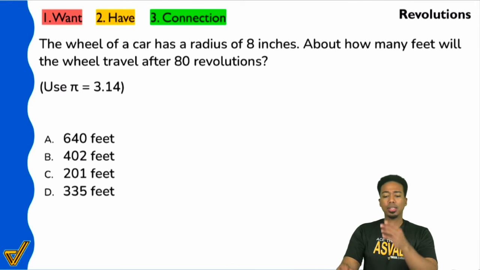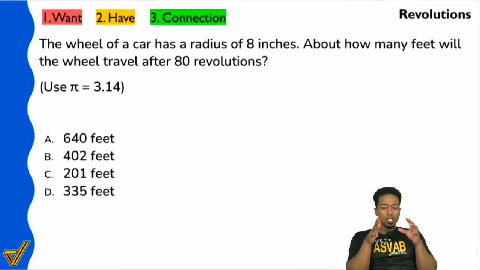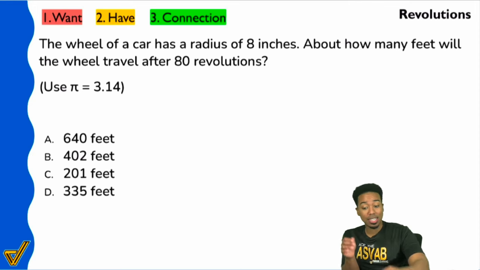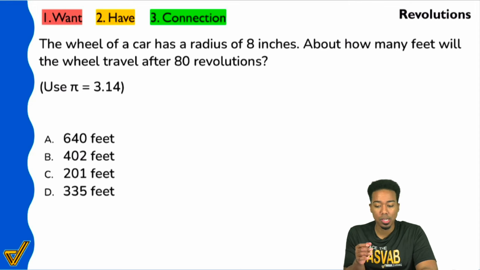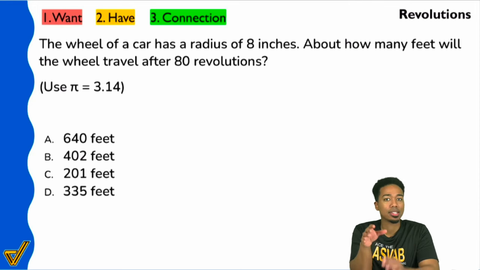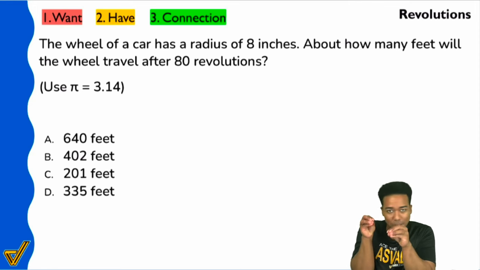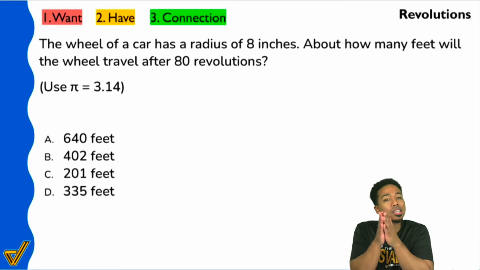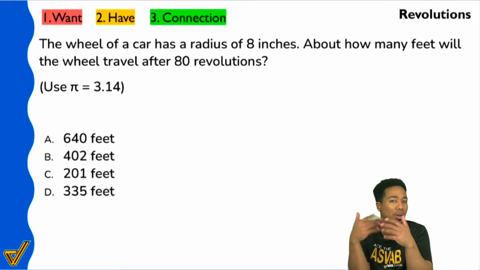So here's the thing. Let's understand this naturally, everybody. Because once we understand this naturally, then we can work to see how the math fits in. Before we start trying to fit math in wherever we see, let's just understand this naturally. What is the question asking us to find? It says about how many feet will the wheel travel after 80 revolutions?